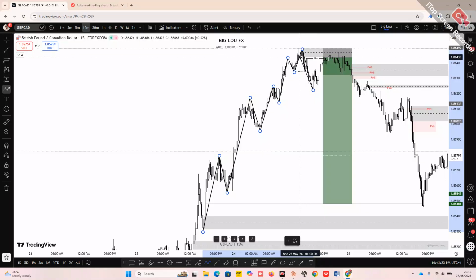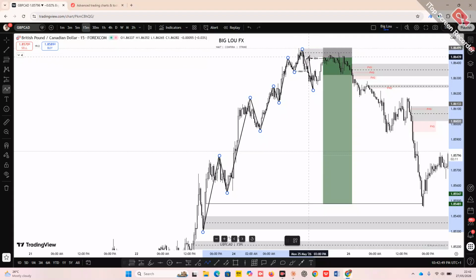Remember, this place was a 4 hour supply zone. It's not a random zone. It's a 4 hour supply zone. So on the daily is a supply zone. On 4 hour is a supply zone. So we are looking for daily, 4 hour and 15 minutes, rejecting from the same zone, reacting from the same zone. All of them were in supply. On the daily it was a supply zone. On the 4 hour it was a supply zone.